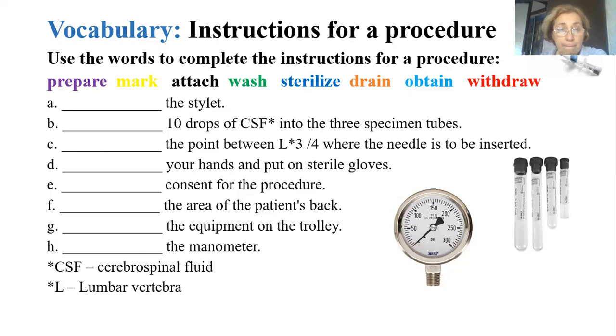Yes, Mathir, what should you write in sentence B? Is it withdraw 10 drops of cerebrospinal fluid into 3 specimen tubes? Possible. Yes, this is the sentence about taking some sample of the substance from the body of the patient. But if we speak about liquids, and so drops of liquids, it means that it doesn't flow very fast.